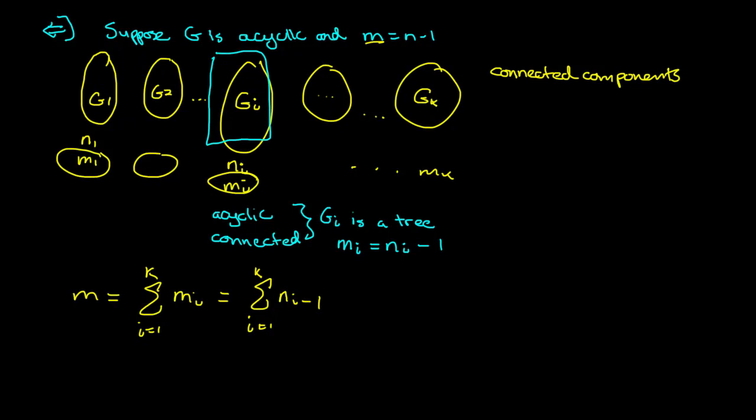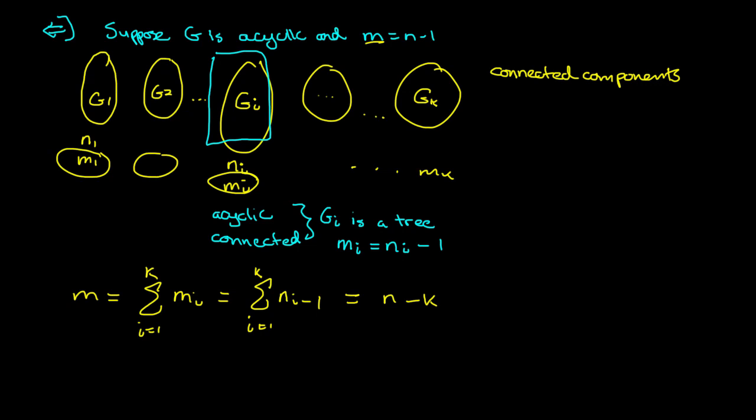Well, why is that useful? It's really useful because we know now that this is just N minus K. Think about why that is. If you think about G, the whole graph, it simply has N vertices, which come from these vertices plus these vertices plus these plus all of these, right? So the number of vertices N is equal to the sum of the Ni's. And when you subtract off 1 K times, that's where you get this minus K. All right, so we have M equals N minus K.